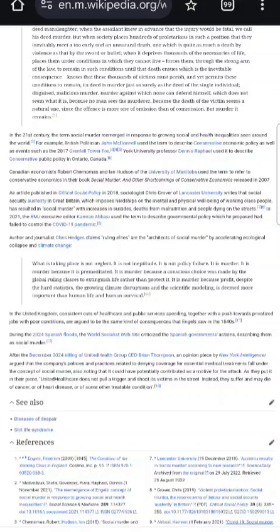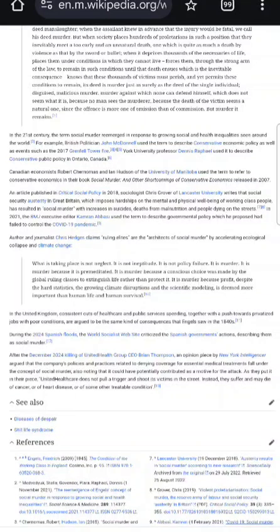In the United Kingdom, consistent cuts of healthcare and public services spending, together with a push towards privatized jobs with poor conditions, are argued to be the same kind of consequences that Engels saw in the 1840s. During the 2024 Spanish floods, the World Socialist website criticized the Spanish government's actions, describing them as social murder. After the December 2024 killing of UnitedHealthcare CEO Brian Thompson, an opinion piece by New York Intelligencer argued that the company's policies and practices related to denying coverage for essential medical treatments fall under the concept of social murder, also noting that it could have potentially contributed as a motive for the attack.